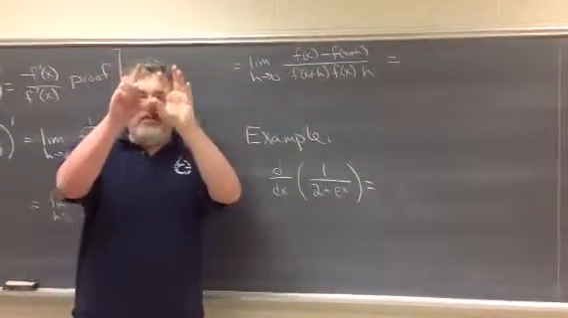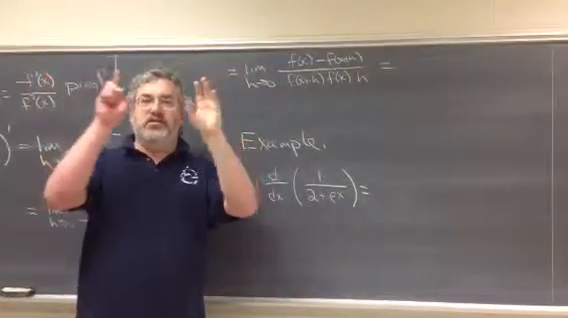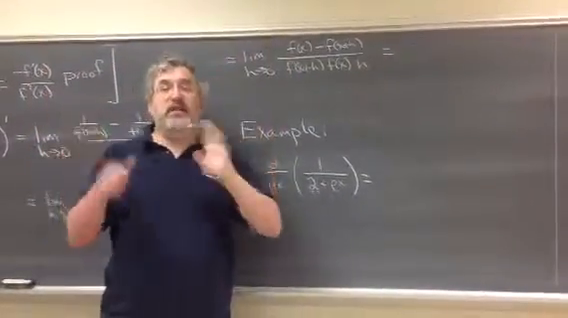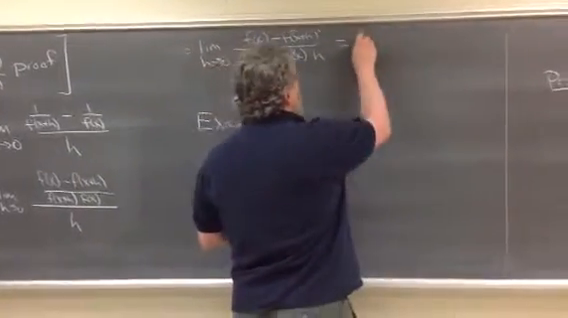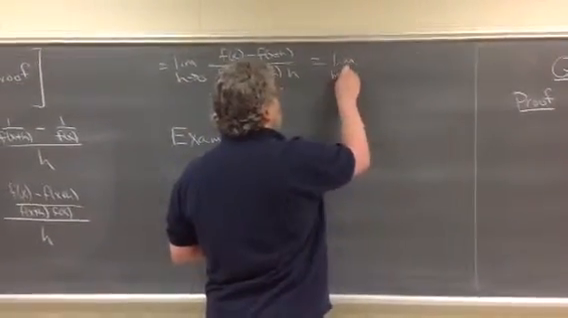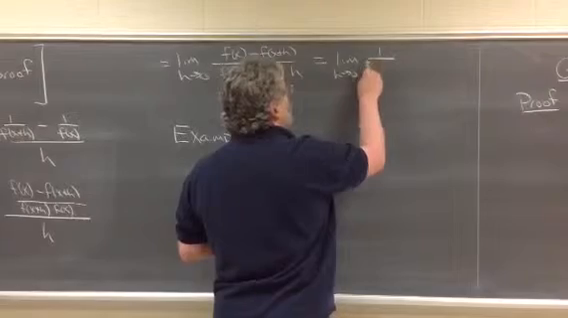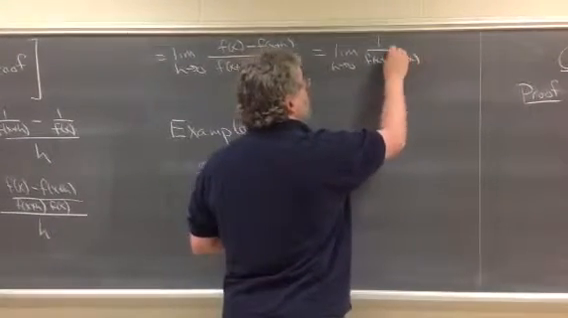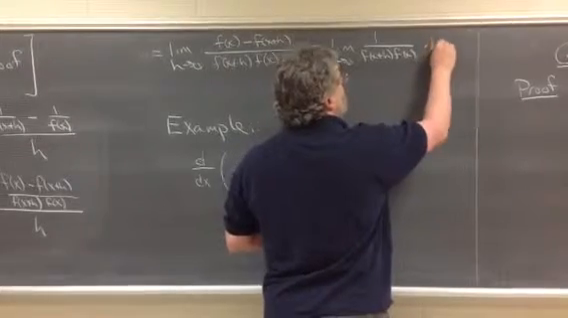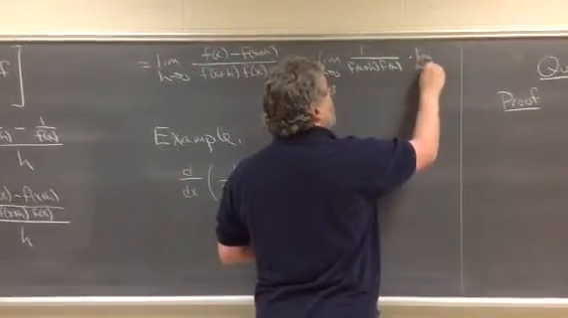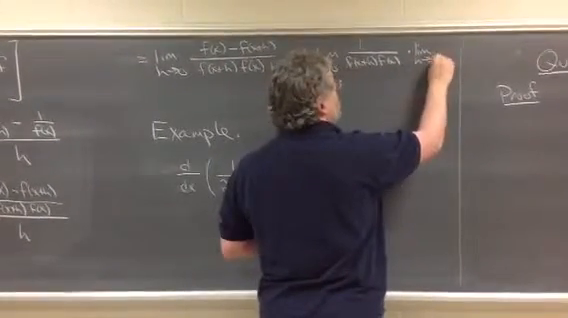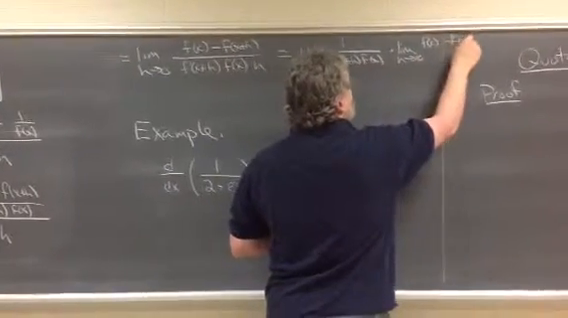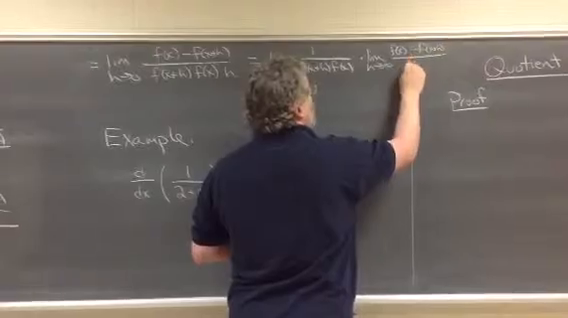I'm not done by any means, but notice these two here can be pulled out. Limits do have multiplication. The limit of something times something, you could pull them apart if they both make sense. I'm going to do that right away. And I get the limit as h goes to 0 of 1 over f of x plus h times f of x, times the limit as h goes to 0 still, f of x minus f of x plus h over h.